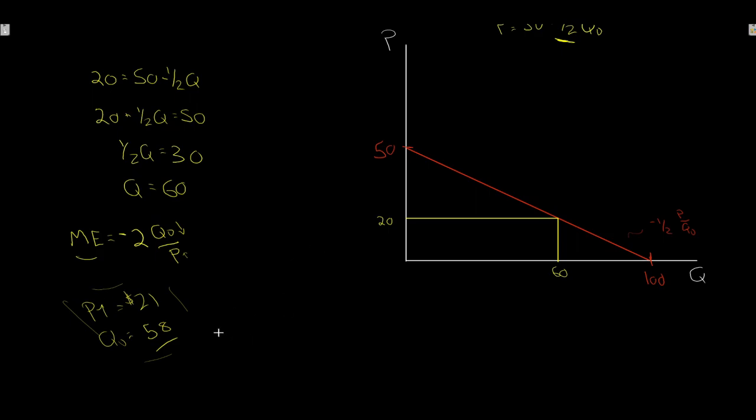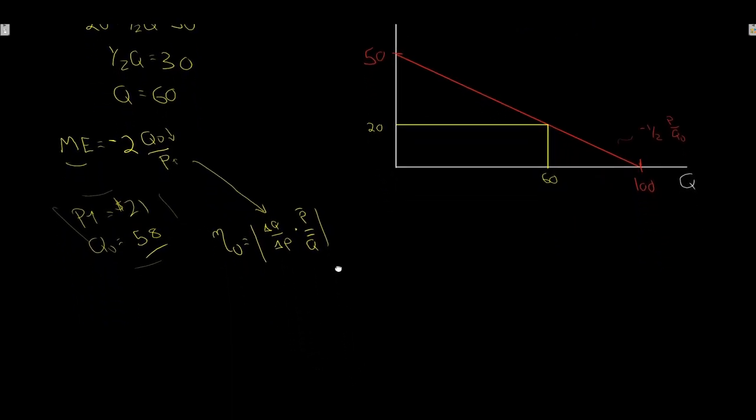I can then calculate my elasticity. So, okay, elasticity of demand. I'm going to invoke this version, this whole change in Q over change in P times my average price over average quantity, because that's my marginal effect. So what do I get?